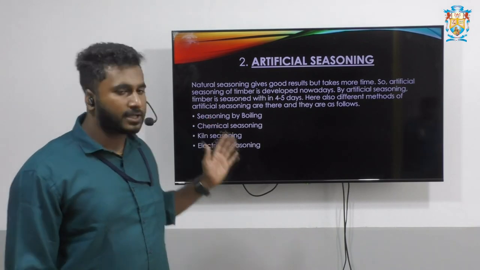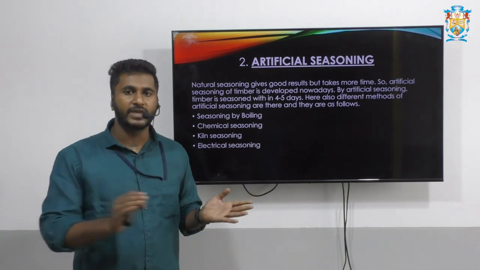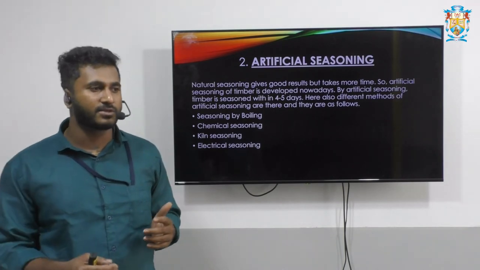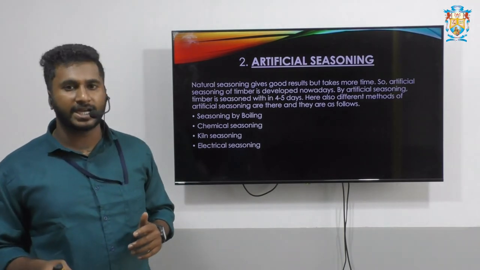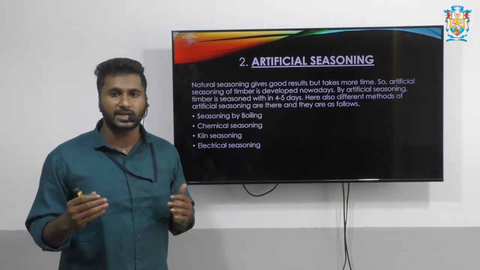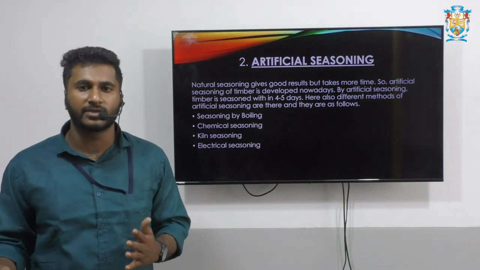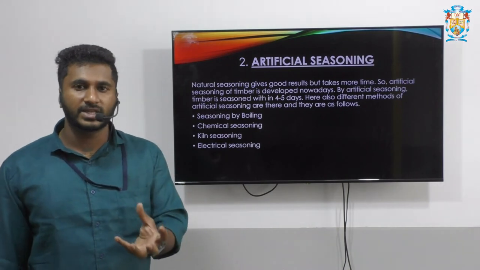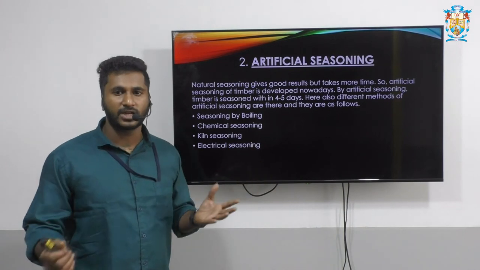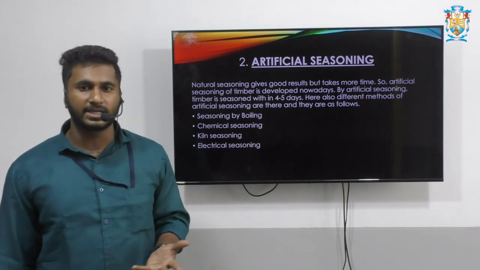So what happens here? In natural seasoning, it takes more time, but it will give you a well-seasoned timber. But in artificial seasoning, sometimes we need the work to be done in 2 or 3 months. We get a client who asks us to finish their house construction work or interior works in 2 to 3 months. So within that period of time, we need well-seasoned timber. What is the option left? We have to use artificially seasoned timber itself.